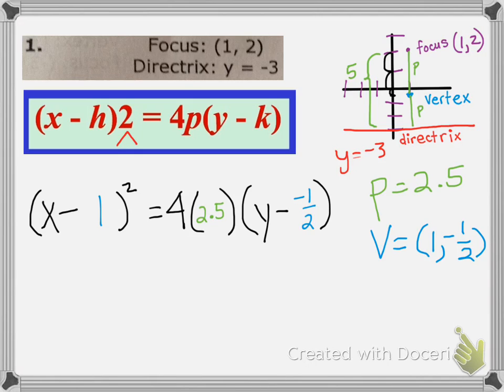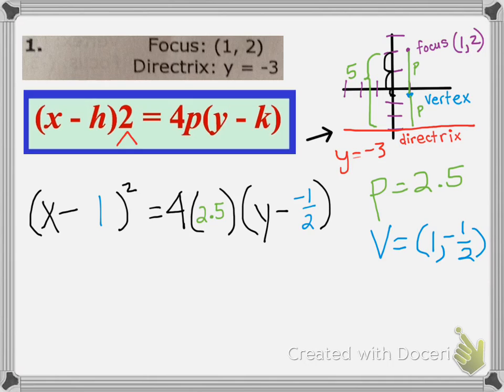So we want to graph our focus, which we're told is over 1 and up 2, or (1, 2), and we've located that here. Then we also have been given that the directrix is where y is equal to -3. So we need to make sure we draw that line. And then we're going to look halfway in between the two of those to find our vertex.